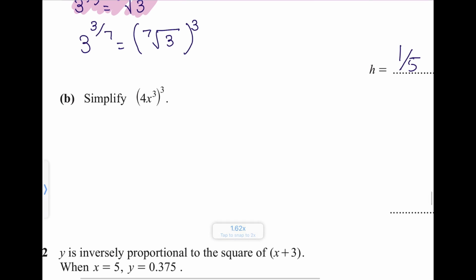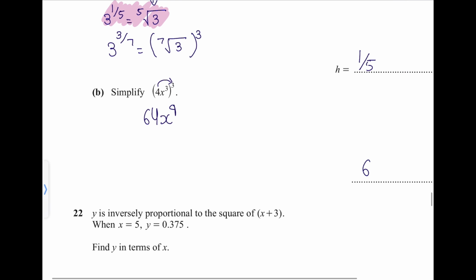Simplify 4x cubed. Now in this question, what you would need to do is raise 4 cubed and x raised to the power 3 into 3. So 4 cubed would be 64 and x to the power 3 into 3 is x to the 9. So that would be something like this.